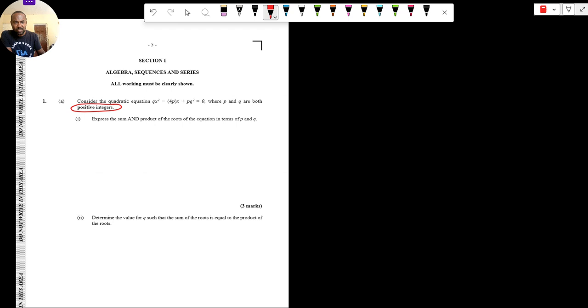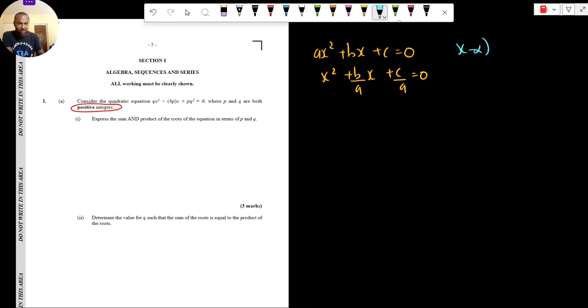Now, let's say, for instance, we have a quadratic equation, which of course we know to be of the form ax squared plus bx plus c equals 0. Now, let's divide both sides by a, and so we get x squared plus b over a times x plus c over a equals 0, right? Now, let's say, for argument's sake, the roots of this quadratic are alpha and beta. Now, if the roots are alpha and beta, essentially, when we factorize this equation, we're going to get something of the form x minus alpha times x minus beta, which is, of course, equal to 0.